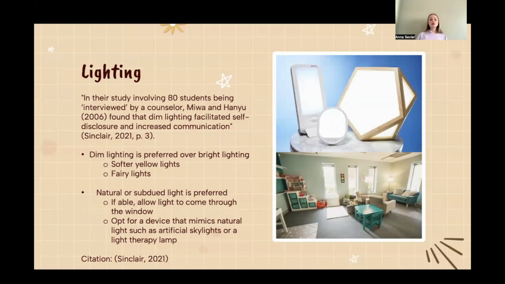It was also found that natural or subdued light is preferred over artificial light. So if your office has a window, that is a great thing to utilize to let that natural light in. If you don't have a window in your office, that's okay. There are devices that also mimic natural light, such as artificial skylights, or maybe you use a light therapy lamp. Either way, lighting can play a big role, it's a big deal for environments.